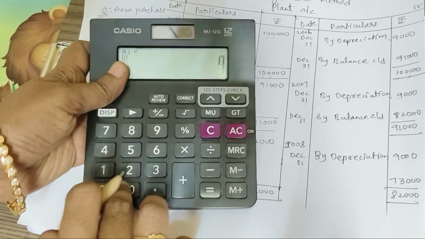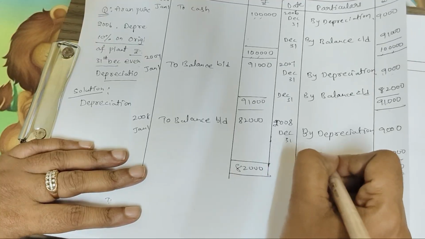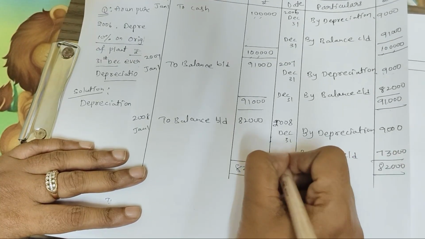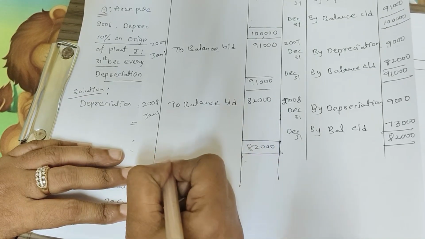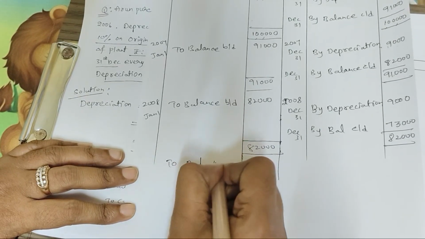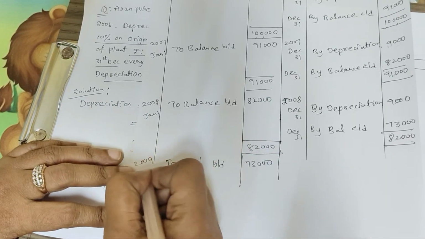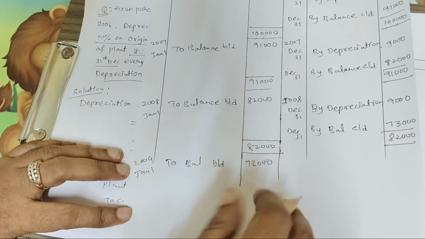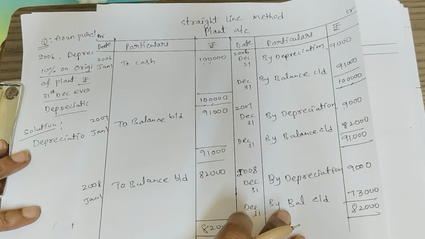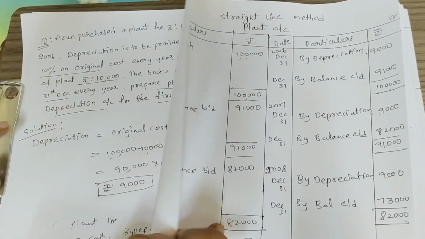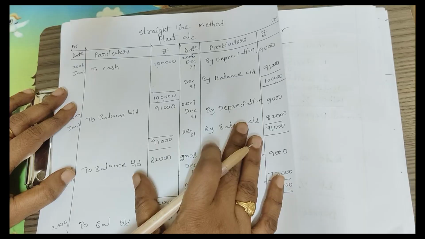82,000 minus 9,000, 73,000. What is this 73,000? By balance carry down, December 31st. That should be to balance brought down 73,000 for the year 2009 Jan 1st. So this is the preparation of plant account under straight line method. And here they are asking depreciation account also. If you prepare plant account, depreciation account is very easy.